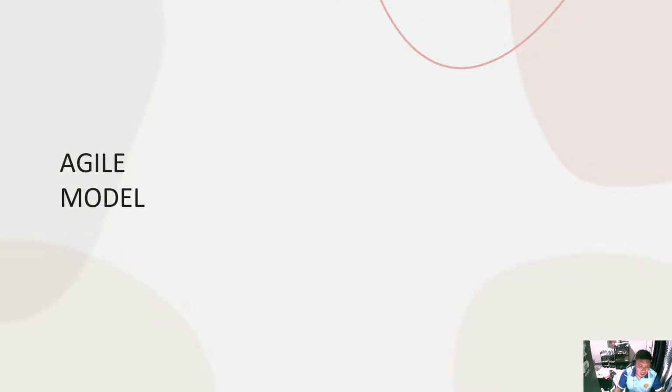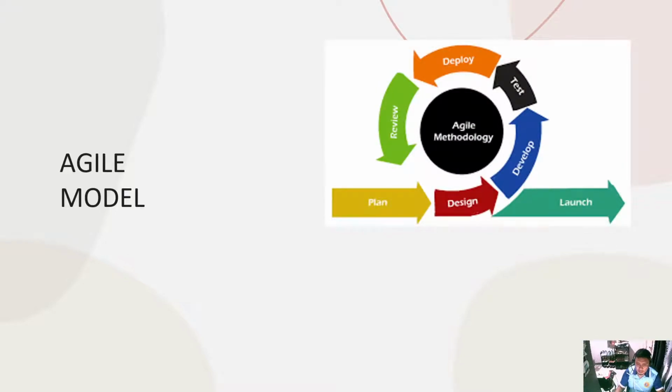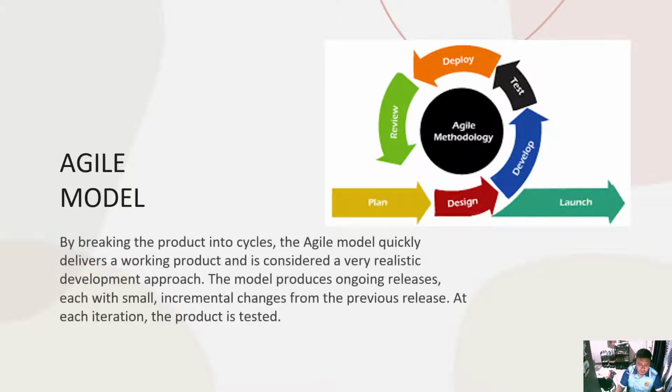Okay, and we have the agile model. Here we have the diagram for agile models. We have plan, design, we launch it, and then after that develop, test, deploy, review, plan, design, launch. So by breaking the product into cycles, the agile model quickly delivers a working product and is considered a very realistic development approach. The model produces ongoing releases, each with small incremental changes from the previous release. At each iteration the product is tested.